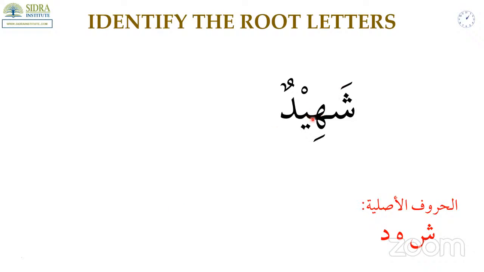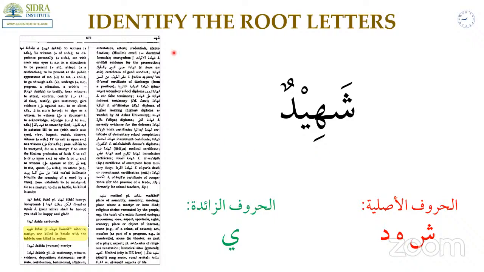Shahidun. So you're able to identify the root letters: sheen, ha, and dal. Remember, the word wasn't karimun, it was yaminun, so the ya was the extra letter. If you want to search for this word in the Hans Wehr dictionary, you will search under the Sheen section, followed by Ha and Dal.